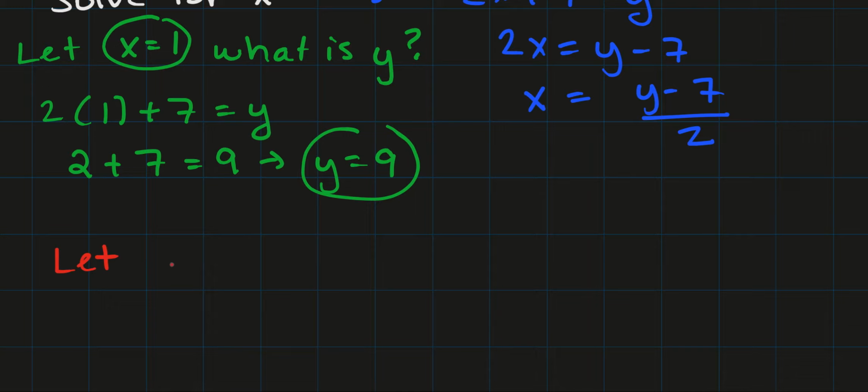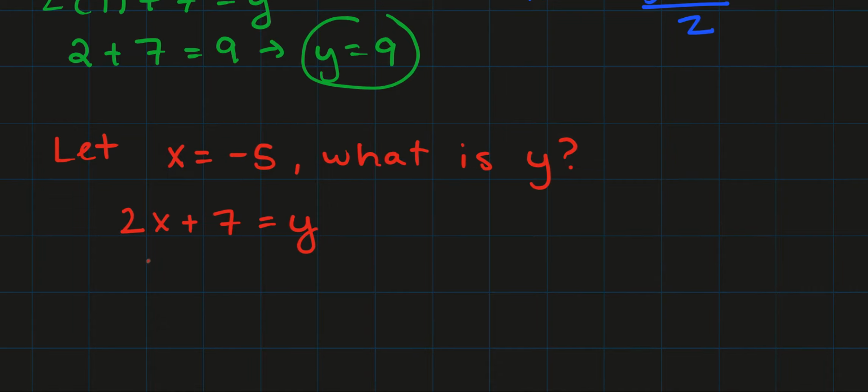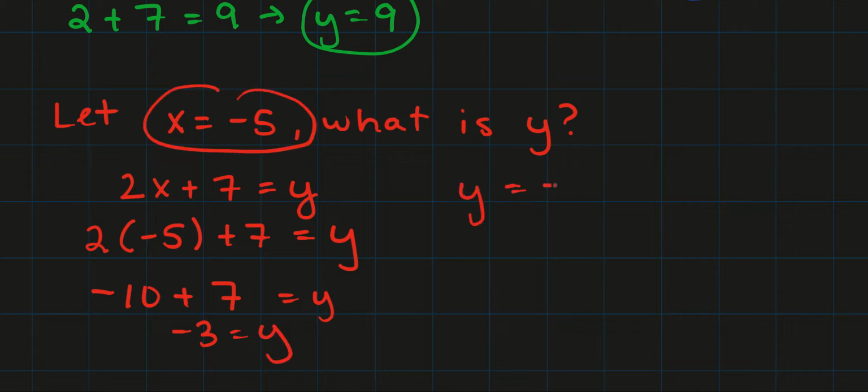Let x equal -5. What is y? Again, we're going to plug that into our equation, which is 2x plus 7 is y. Okay, plug in -5 wherever you see an x. So 2 times -5 plus 7 is y. All right, here we're using our multiplication property. This is -10 plus 7. And here we're using our addition property. This is equal to y. So this will be -3 is y. So when x is -5, we get y is -3.